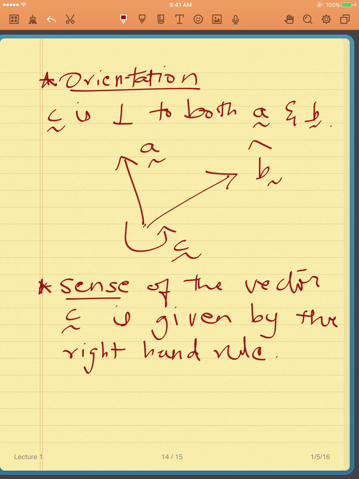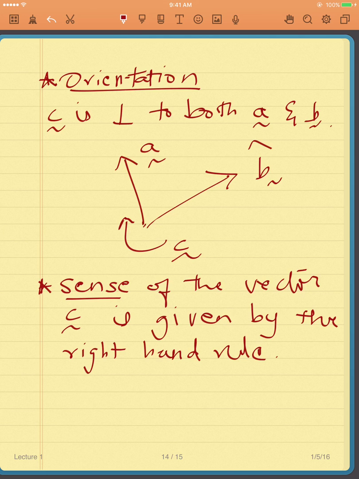Oh, and I made a little mistake over here. This should have been a clockwise rotation, because if you remember what we did earlier in the lecture, vectors that are clockwise point into the screen and vectors that are counterclockwise point out of the screen. So note that little correction over there in the arrowhead. I hope you made that note.